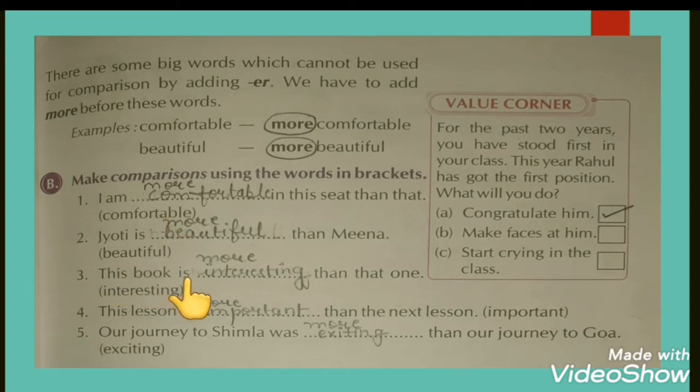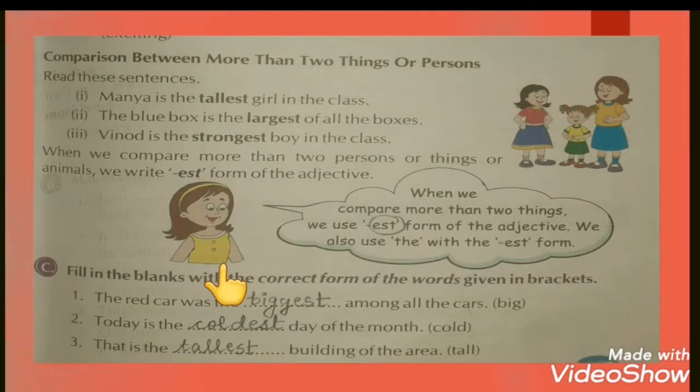This book is more interesting than that one. Here before interesting we have just added more. Now students, 4, 5 you will try on your own. Comparison between more than two things or persons. When we compare more than two things or persons, we add est.